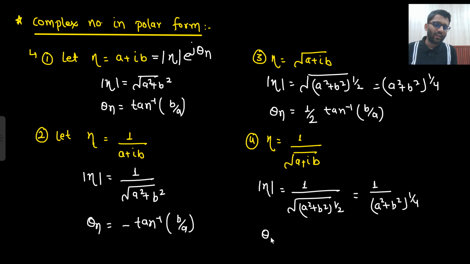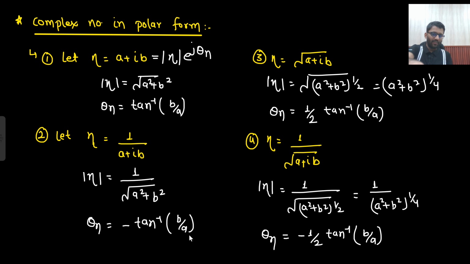And if I need to write down the angle, what will be the angle? Since there is 1 by, there is a minus sign. Since there is under root, there is 1 by 2. Then tan inverse b by a. Did you understand? If there is under root, then 1 by 2 tan inverse b by a. Since there is 1 by something, the minus sign is also there. Is that clear to you or not? Even if you did not know it, now you have understood.